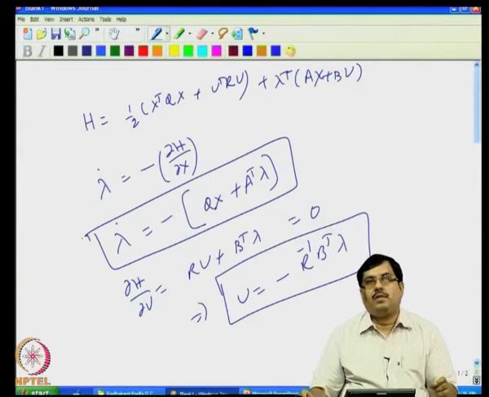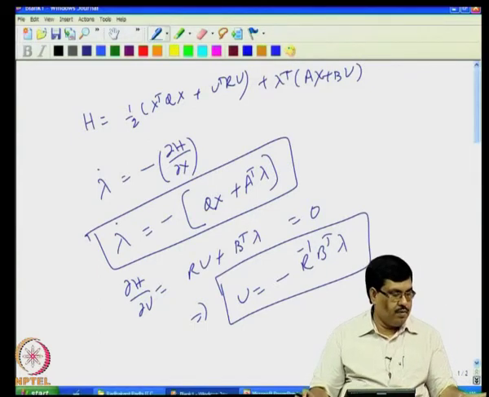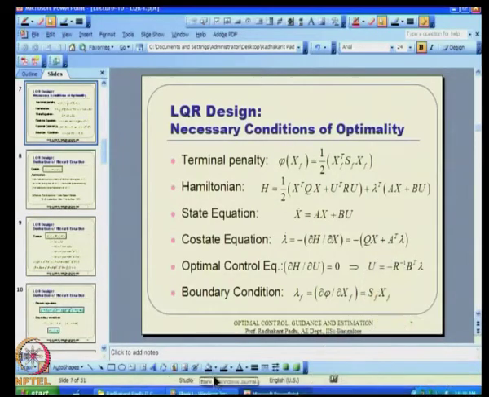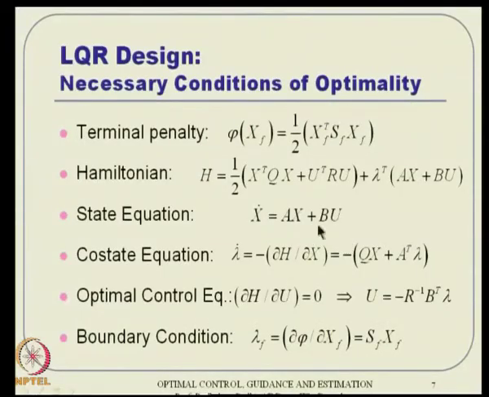Alright. So, this is what has been done here. So, x dot equal to A x plus B u, lambda dot equal to minus Q x minus A transpose lambda, and this equation del H by del u equal to 0 gives us this u equal to minus R inverse B transpose lambda actually. The boundary condition, remember, this is our terminal penalty, del phi by del x_f will turn out to be S_f into x_f. So, all these conditions starting from here need to be satisfied for our control solution actually.